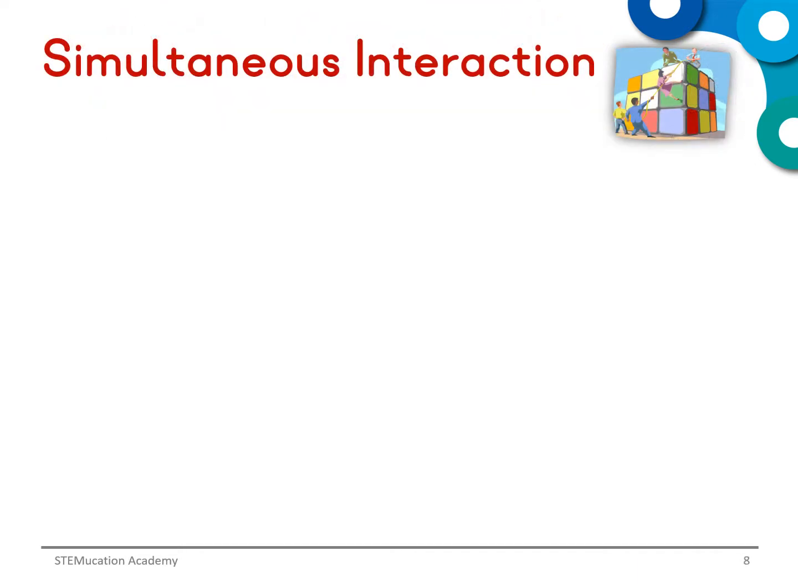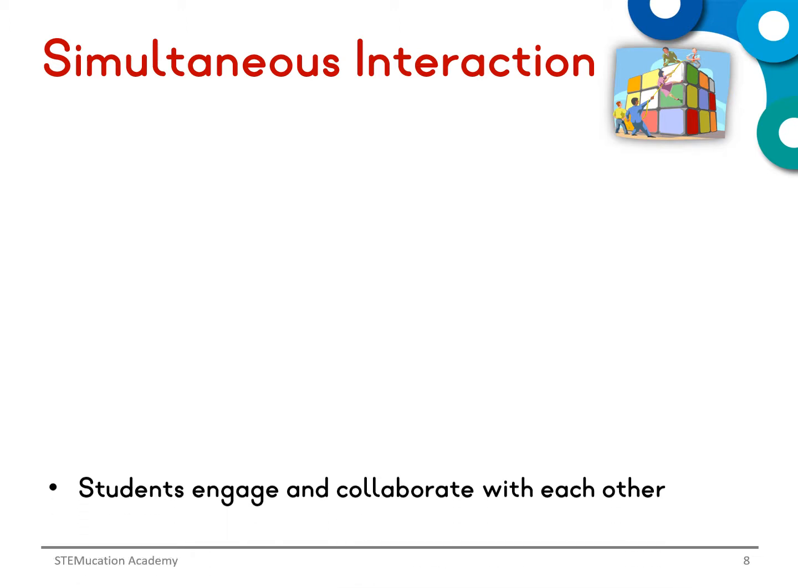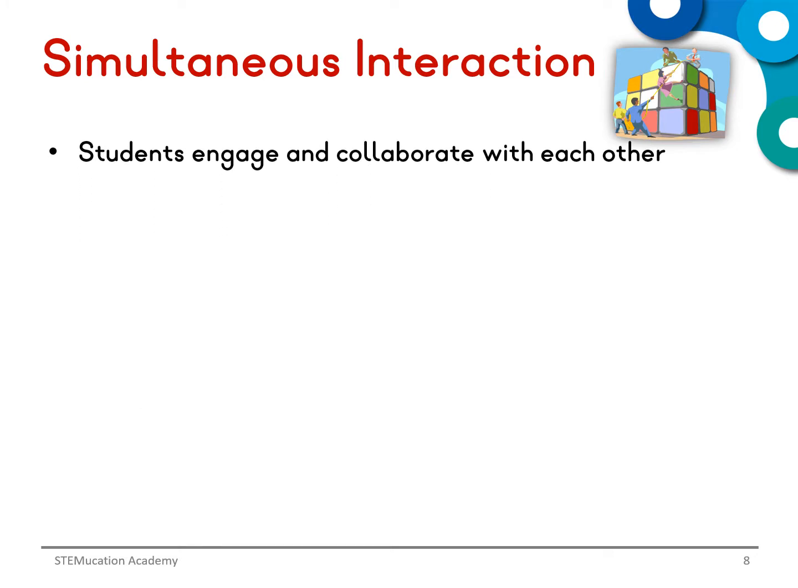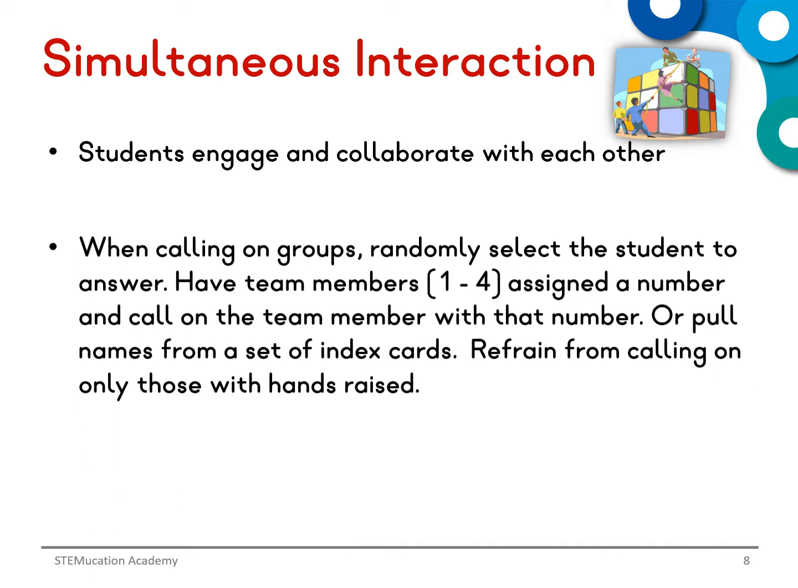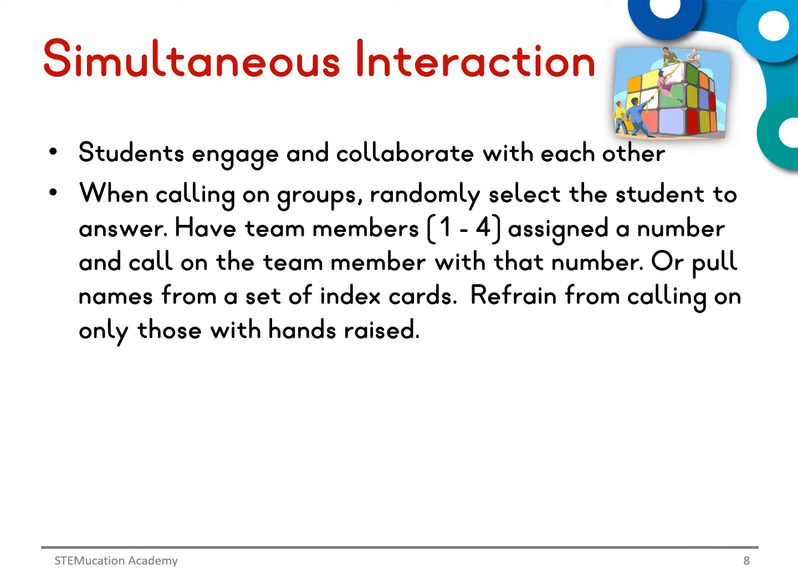The final attribute of cooperative learning is called simultaneous interaction. What is emphasized is that students engage and collaborate with each other. When calling on groups, randomly select students to answer. Have team members 1 through 4 assigned a number, and use a spinner to select a number and call on the team member with that number. Or pull names from a set of index cards. Refrain from calling on only those with hands raised.